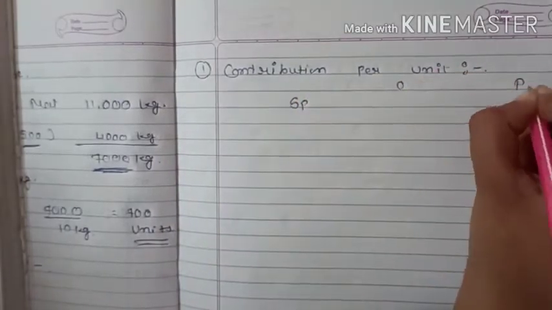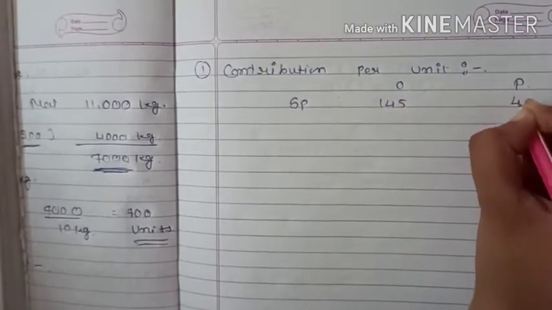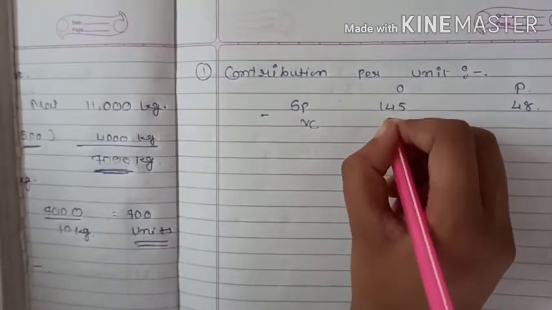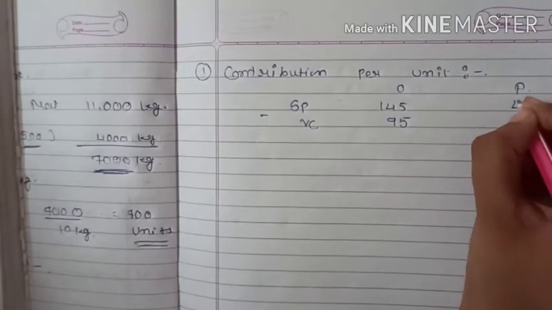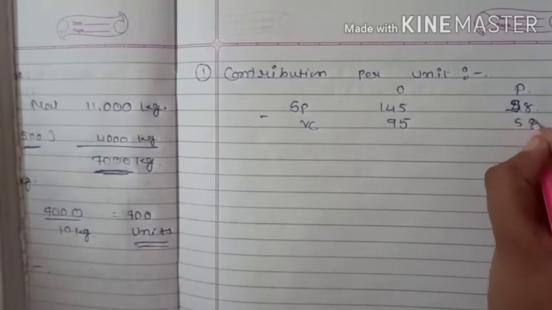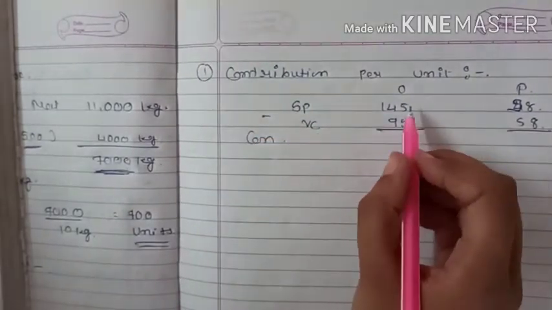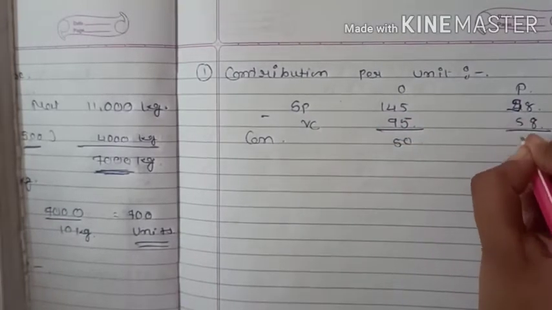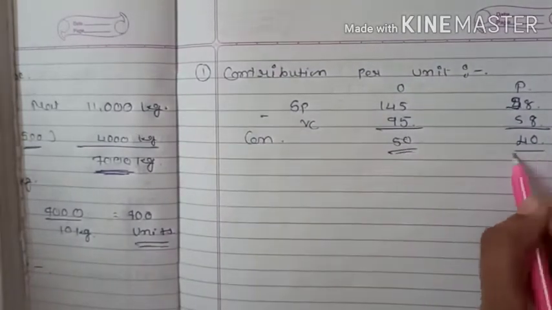O, P, selling price 145.48 minus variable cost that we have to find out. 95 and 50, sorry, here it will come 98, 58. Contribution per unit: 145 minus 95, it will come 50, and for P it will come 40. The contribution per unit is 50 and 40.